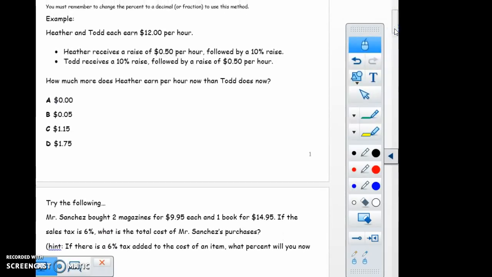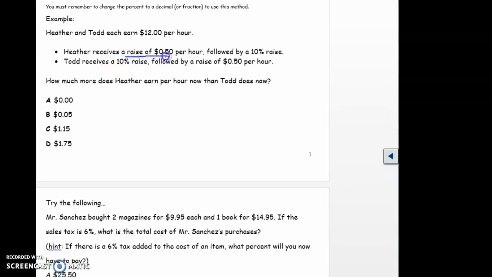Okay, this first practice problem. It says Heather and Todd each earn $12 per hour. Heather receives a raise of 50 cents per hour and then a 10% raise. Todd receives a 10% raise, followed by the raise of 50 cents per hour. So really, it looks like they're going to get the same amount of money. But the question says, how much more does Heather earn per hour? That's because her 10% raise was added on after her increase.